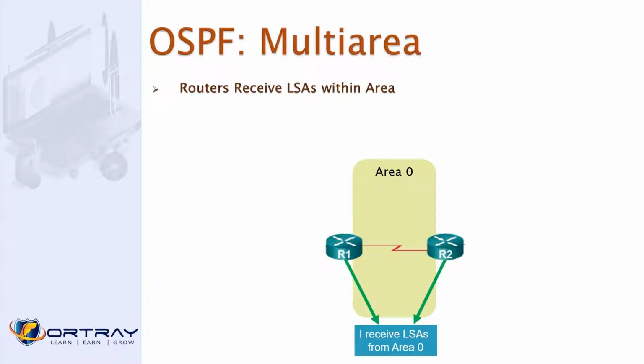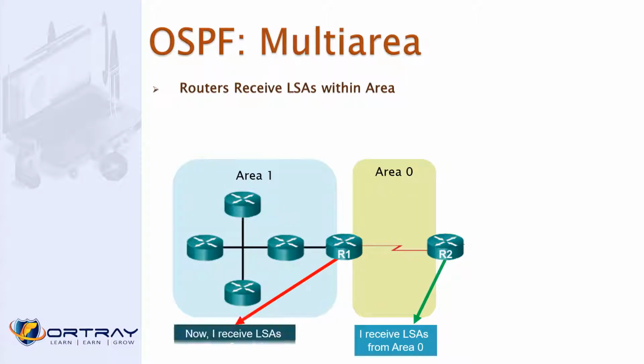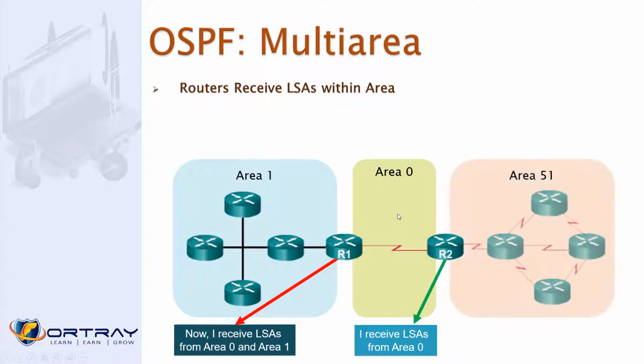So what is the solution? The solution is to divide the network into multiple areas. Area 0, area 1, for example. In area 0, I receive LSAs from area 0. Now I receive LSAs from area 0 and area 1. So this is the router which is connecting to two areas, area 1 and area 0. Similarly, we have area 51.